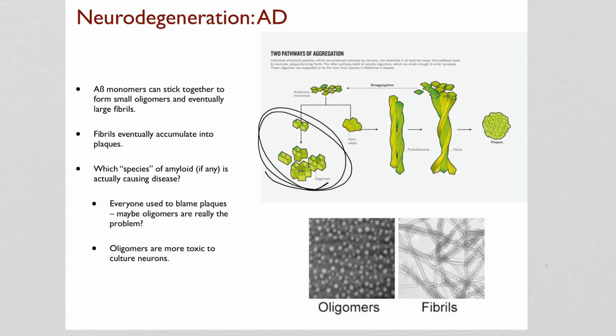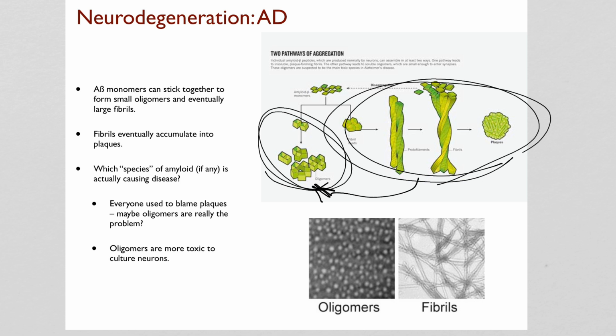And to date, most of the drugs that have targeted amyloids are removing fibrils and plaques, and some of them may have some reactivity with oligomers as well, but it's not as strong. And my take on this is that we would be a lot better off targeting the oligomers because by the time you get to this fibroplaque stage, it's probably too late.